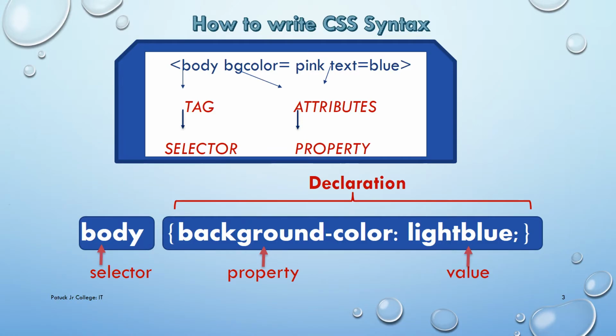Okay, let's see. Next. Now here the body tag BG color is used. Now the BG color and text attributes are identified as properties. The body tag is called a selector. See here, selector and declaration are the two parts of this CSS style. Now we will see an example based on this.